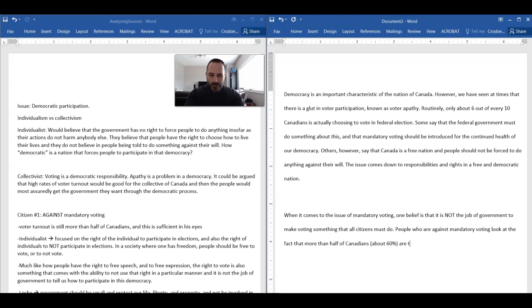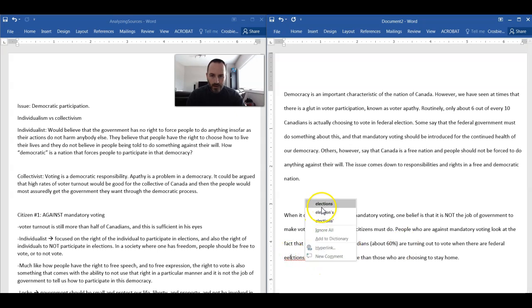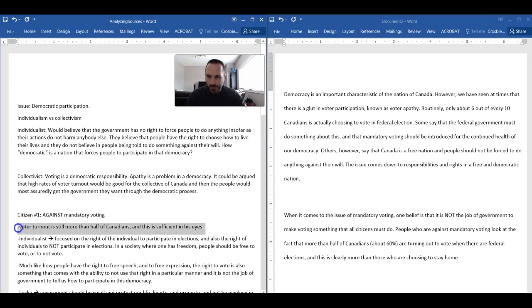People who are against mandatory voting look at the fact that more than half of Canadians, about 60%, are turning out to vote when there are federal elections. And this is clearly more than those who are choosing to stay home, period. Okay, so I just basically did this. So I'm going to highlight it, right?